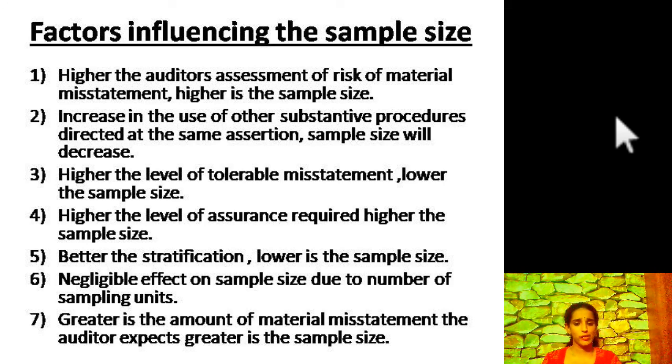Higher the tolerable mistake means the acceptable level of error is more. Say for example, totally there are transactions worth rupees 10 lakhs. My tolerable misstatement level is up to 2 lakhs. Any kind of misstatement that is tolerable, a very higher level of tolerable misstatement or acceptable error.